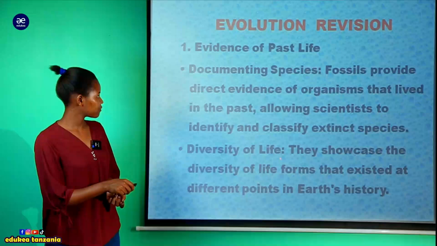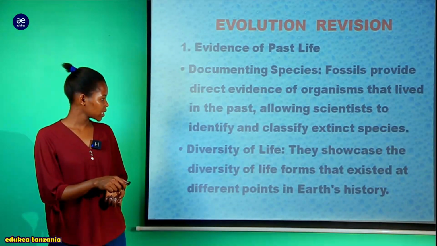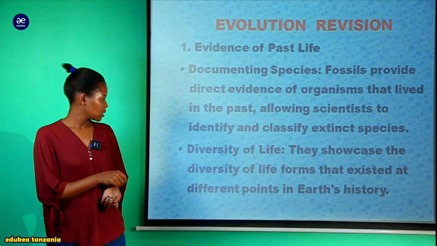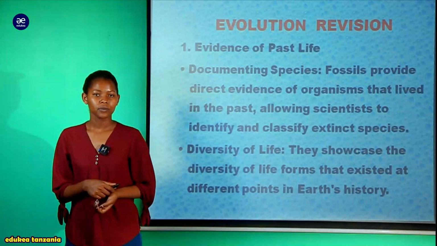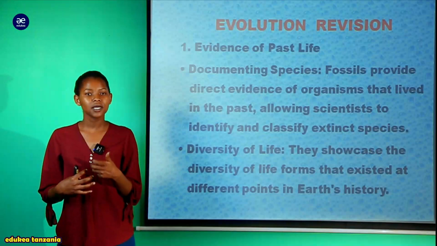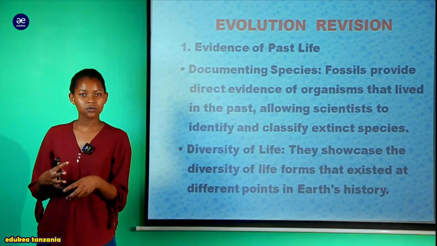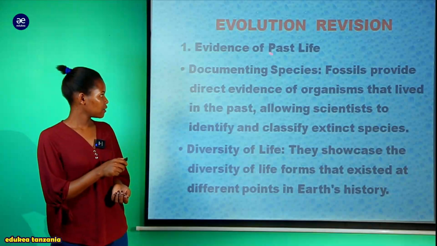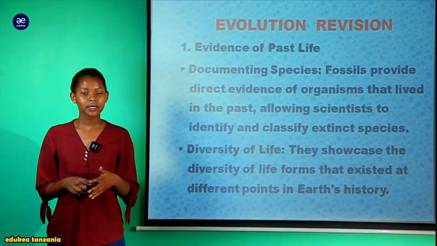And then there is diversity of life. According to the evidence of past life, you can understand the diversity of life, which showcases the diversity of life forms that existed at different points in Earth's history. Itakuonyesha a variety of species ambazo ziliweza kuexist katika past time until nowadays, kwamba kulikuwa kuna diversification ya species mbalimbali. Maybe there were dinosaurs, there were a lot of species ambazo zilikuwa zina structures mbalimbali according to those records. That is all about the evidence of past life. That is why you will have to study fossil records before you understand evolution well.